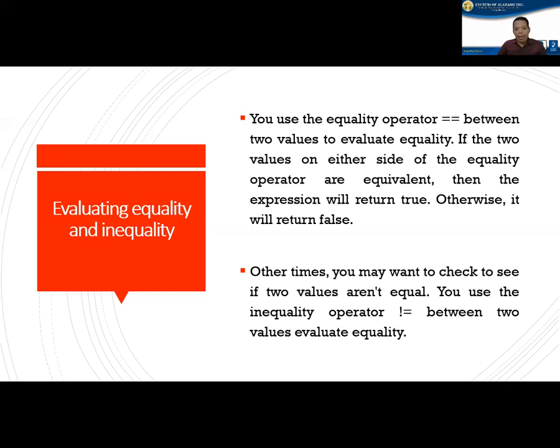Other times, you may want to check to see if two values are not equal. We'll be using the inequality operator, exclamation mark equal, between two values to evaluate inequality. You may wonder why we need both equality and inequality operators. The reason will become clearer as you learn how to create branching statements and begin to write real-world code. Two operators that perform opposite tasks allow us to be more expressive and compact.